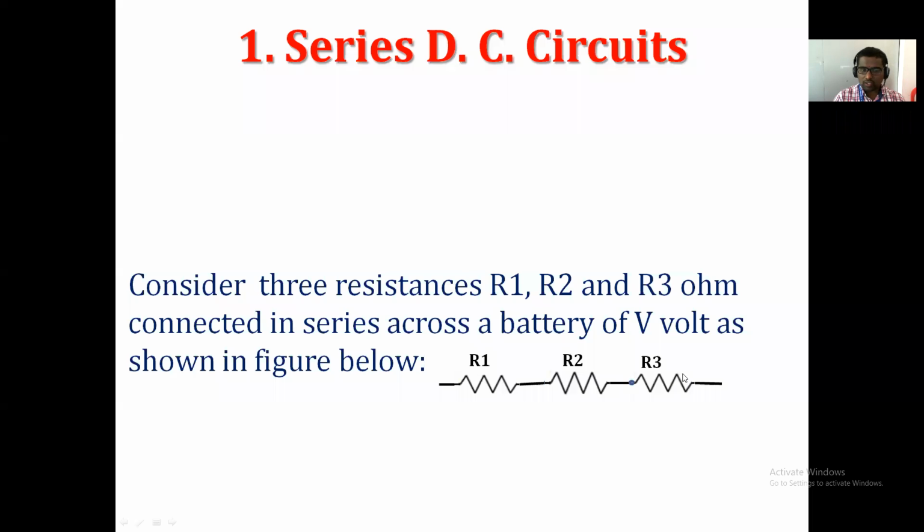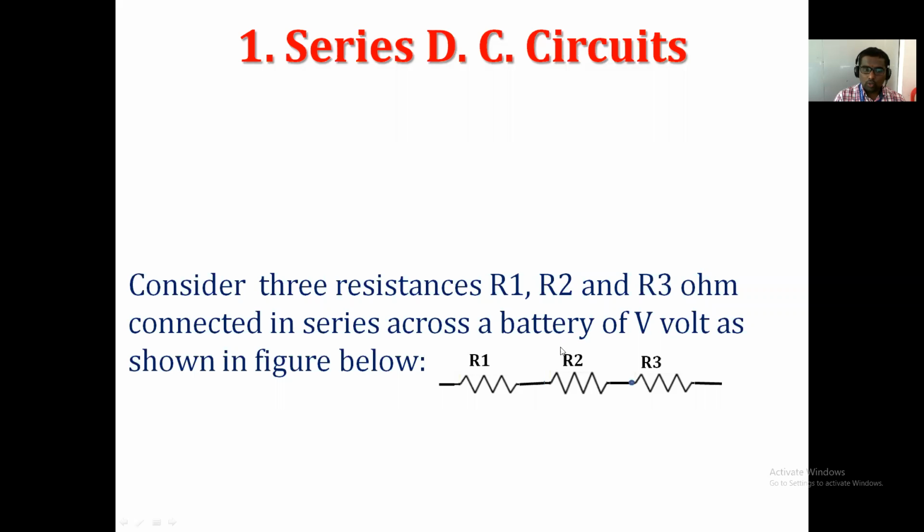Now if you see in this connection, R1 and R2 are connected to one common point and it is not connected to any other branch. R2 and R3 are connected to one common point and it is not connected to any other branch. That's why there is only one path for the flow of current between all these three resistances. Then we say that these three resistances are connected in series.